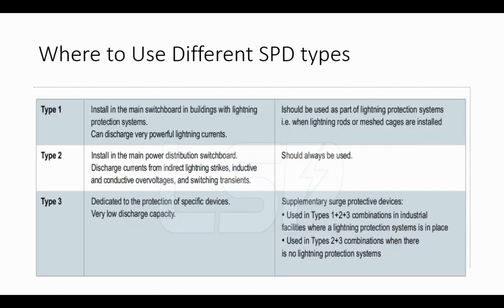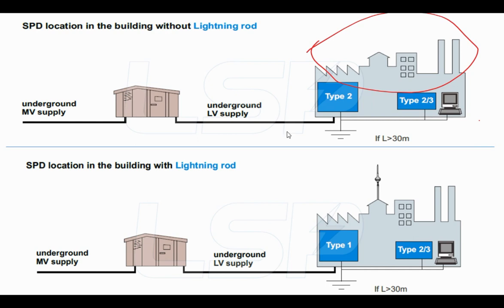In the market, there are three types of surge protection devices available: Type 1, 2, and 3. Type 2 also is used at the switchboard where there is no lightning protection system installed at the building. Whether it's active or passive, we will discuss this later, in earthing related upcoming videos, in which I will explain what the active or passive type of lightning protection system is. But for now, let's stick to our SPD types.